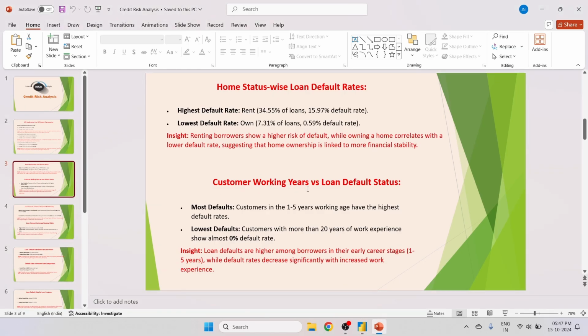Now customer working years versus loan default rate status. Customers with 1 to 5 years of working experience have the highest default rate, and customers with 20 years or more experience show a 0% default rate. Insight from this data is that loan default rates are higher among borrowers in their early career stages, 1 to 5 years, while default rates decrease significantly with increased working experience.